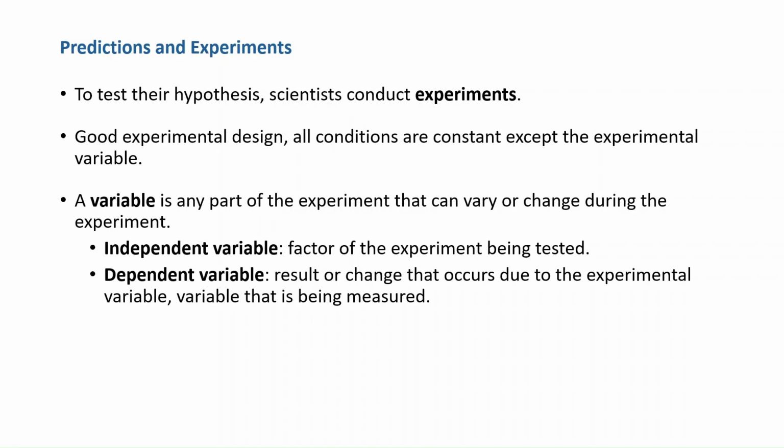So to test the hypothesis, we do experiments. And in a good experiment, you try to keep all the conditions constant except one variable. What is a variable? The part of the experiment that can vary or change during an experiment. You only try to change one at a time, so you know what's causing whatever you're observing.